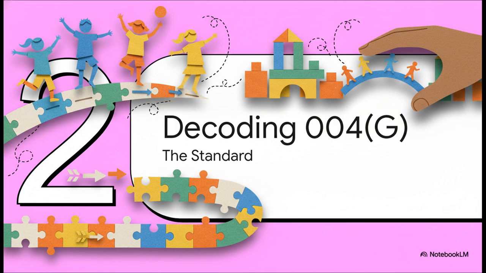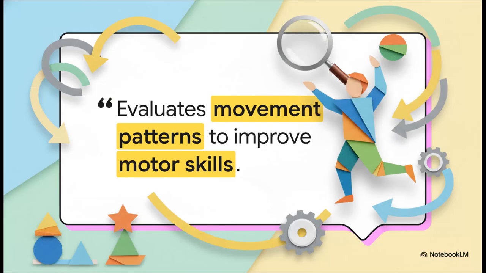Moving to Section 2, decoding Competency 004G, the standard. Let's see how the state standard bridges the gap between just watching kids play and actively facilitating their motor development. So the real meat of it is right here in the descriptor G text. It says a teacher evaluates movement patterns to help students improve performance of motor skills and to integrate and refine their motor and rhythmic skills.